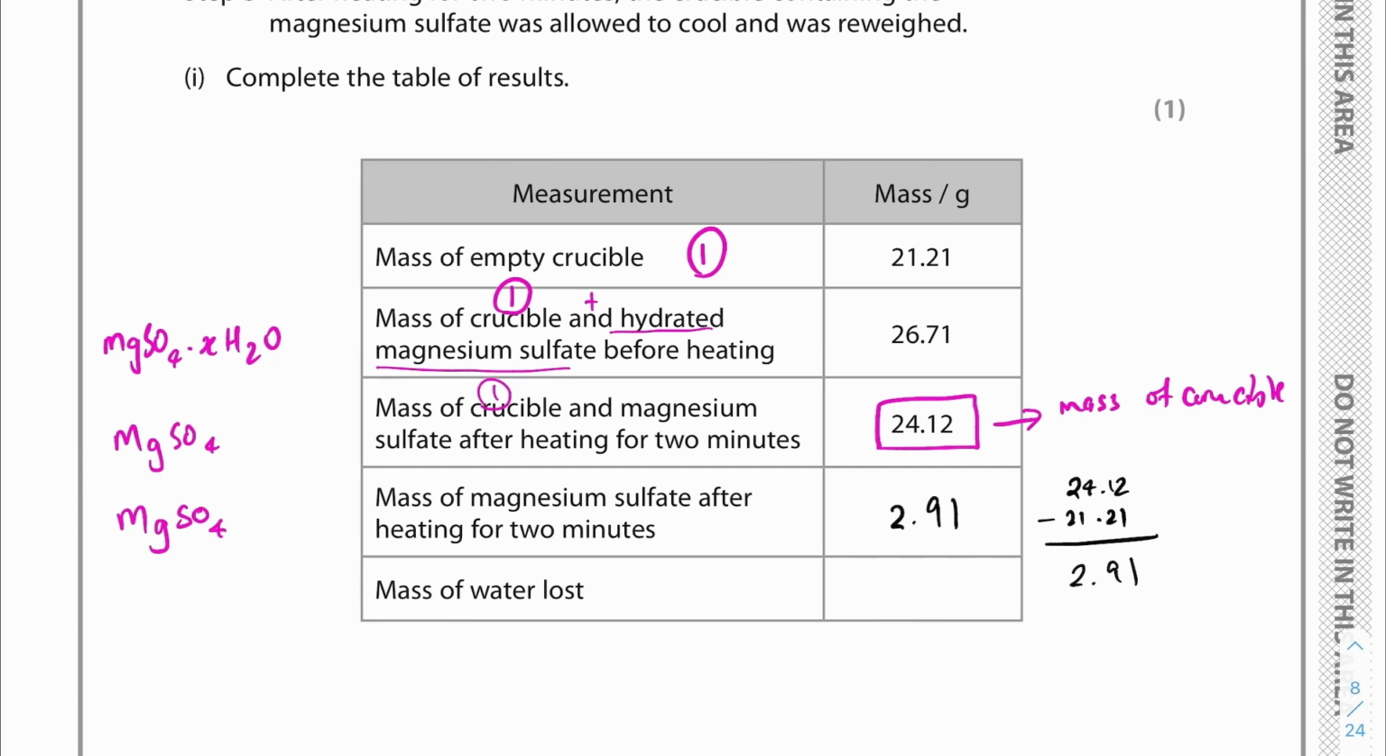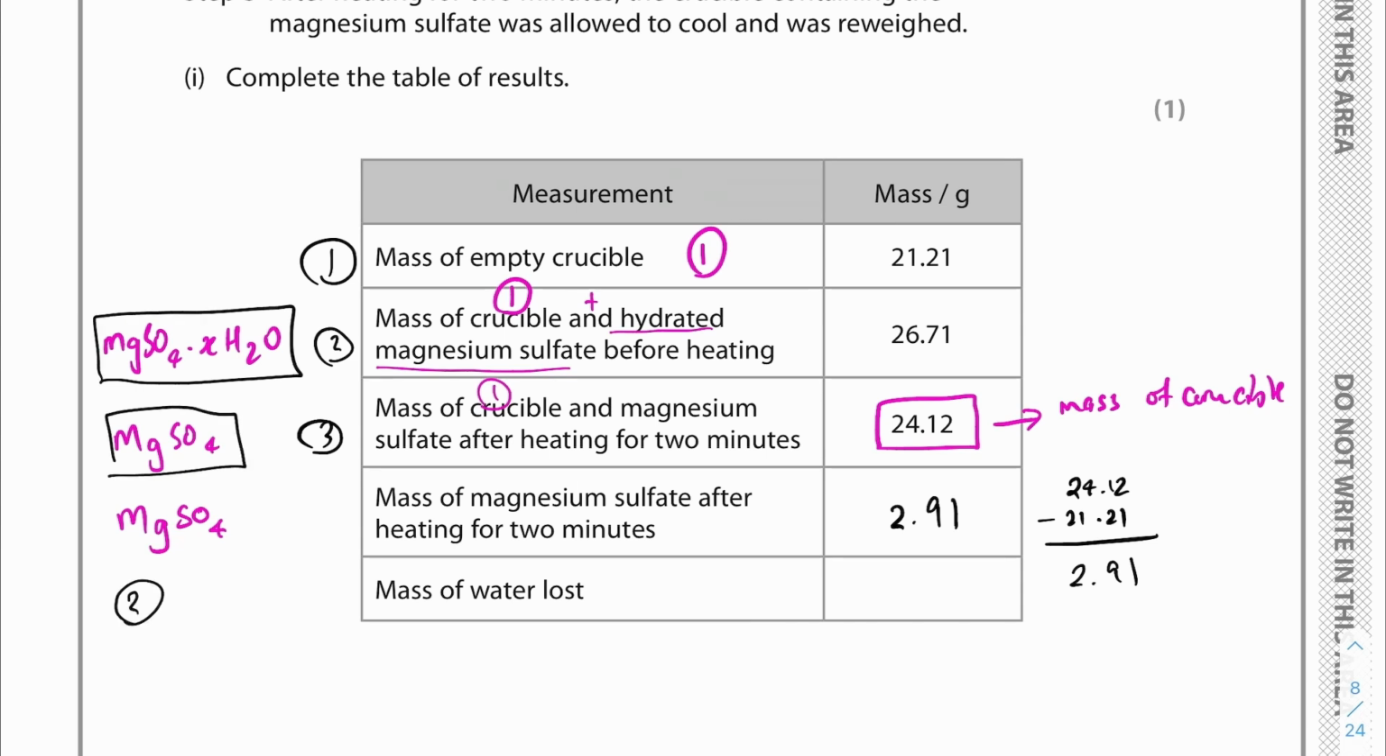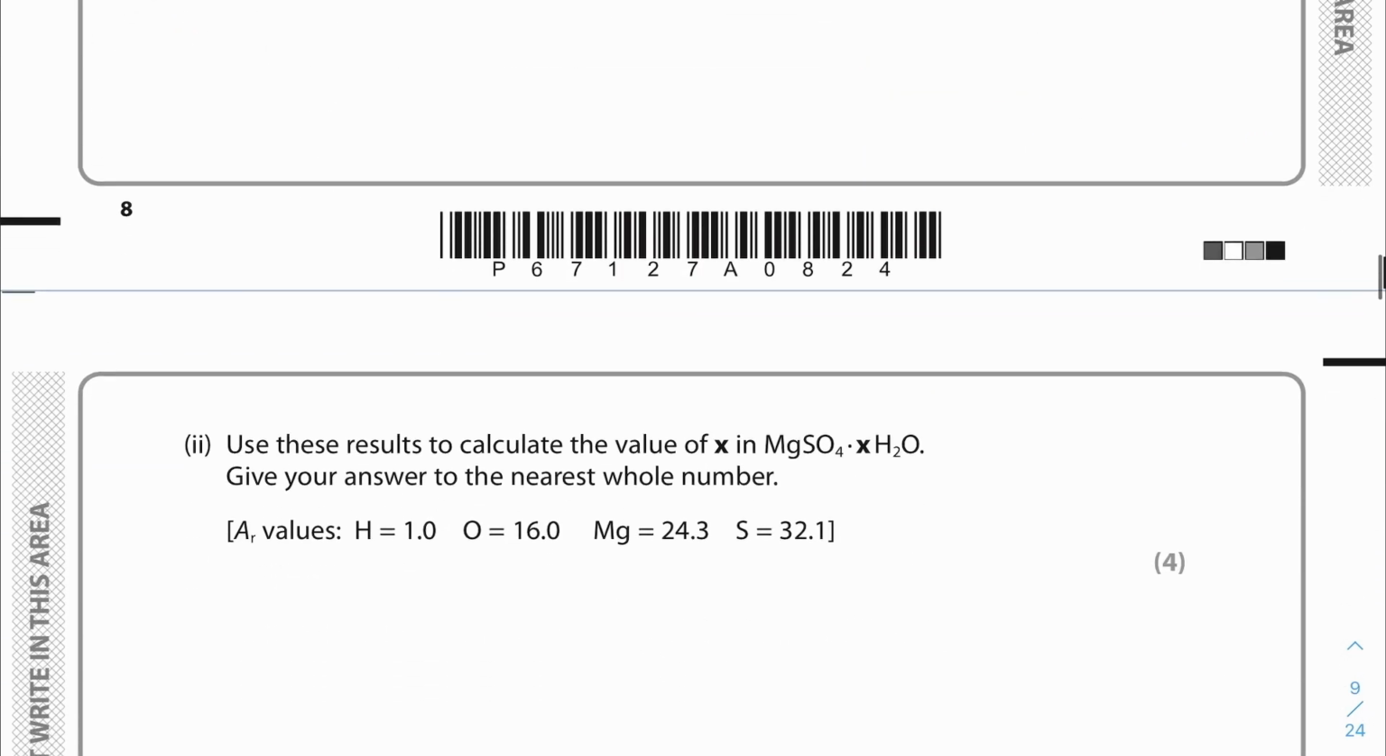Now what about the mass of water lost? Let's just call this 3, 2, and 1. In 2 we have the water, and in 3 we don't. So we have to do 2 take away 3. So that's 26.71 take away 24.12. And this gives us 2.59. You need to write them both correct to get the 1 mark. So that's part I completed.